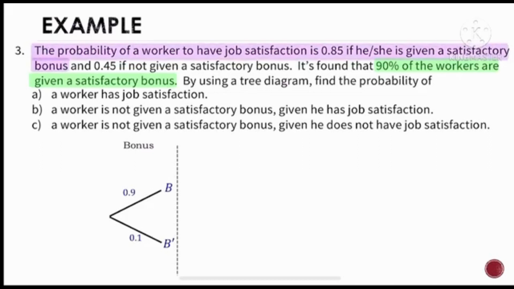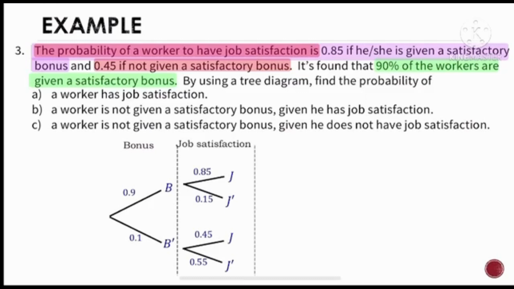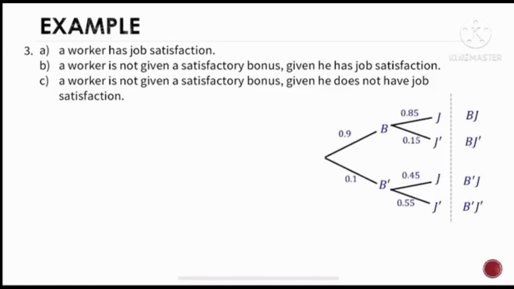If the worker is given a satisfactory bonus, the probability that he or she has job satisfaction is 0.85. So the probability that he or she does not have job satisfaction is 0.15. If the worker is not given a satisfactory bonus, the probability that he or she has job satisfaction is 0.45. So the probability that he or she does not have job satisfaction is 0.55. And the final outcomes are BJ, BJ', B'J, and B'J'. To find these probabilities, we refer to the tree diagram.